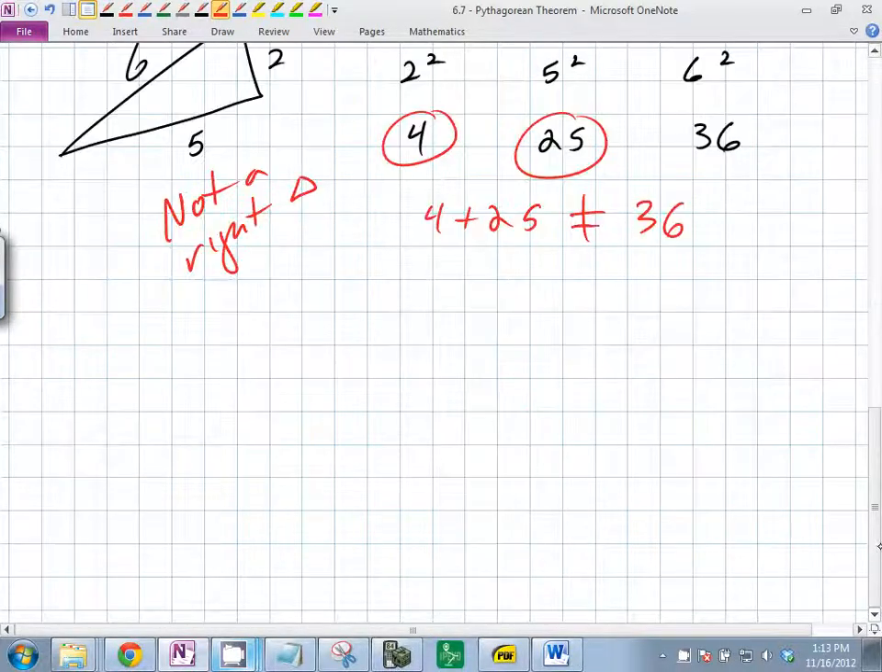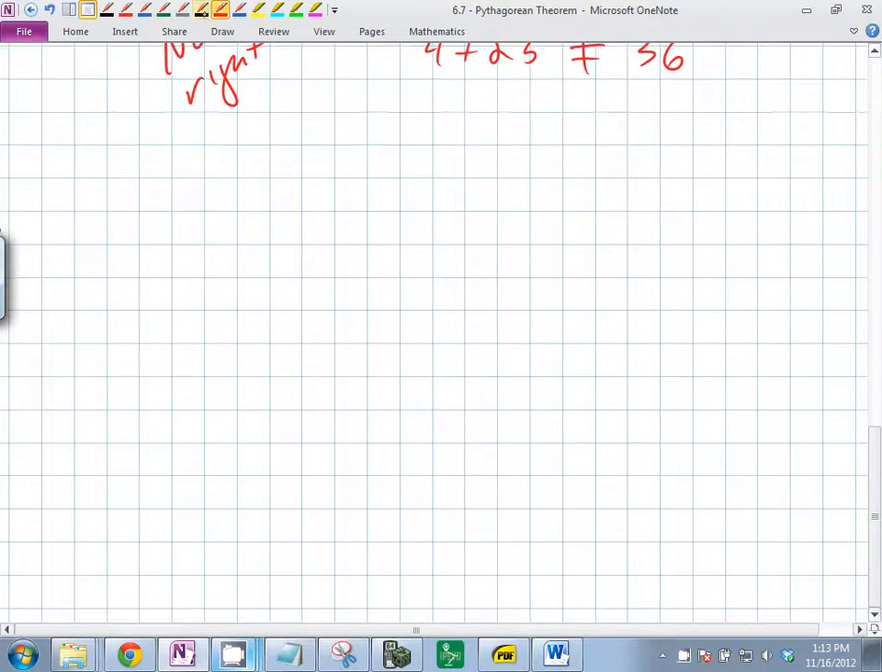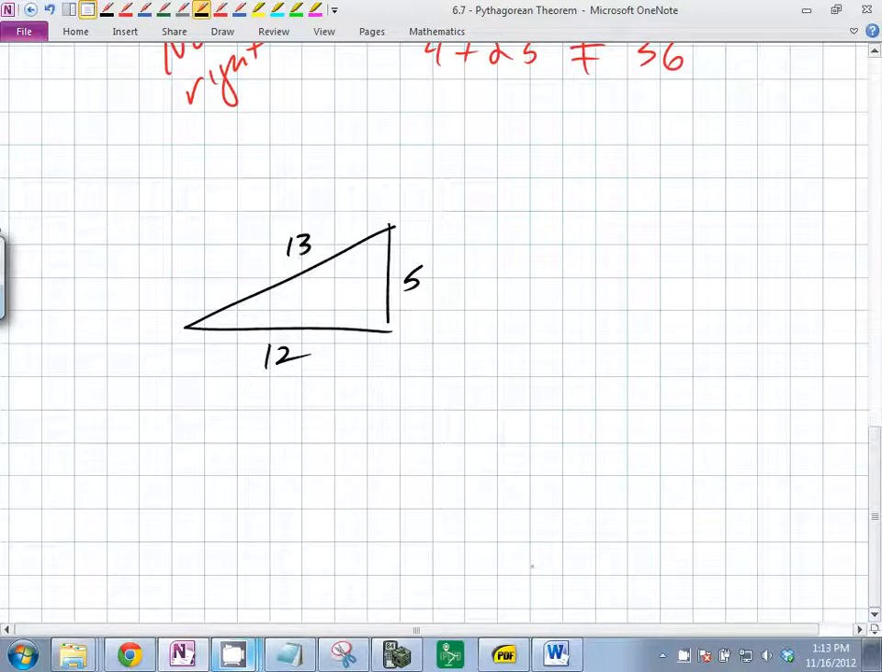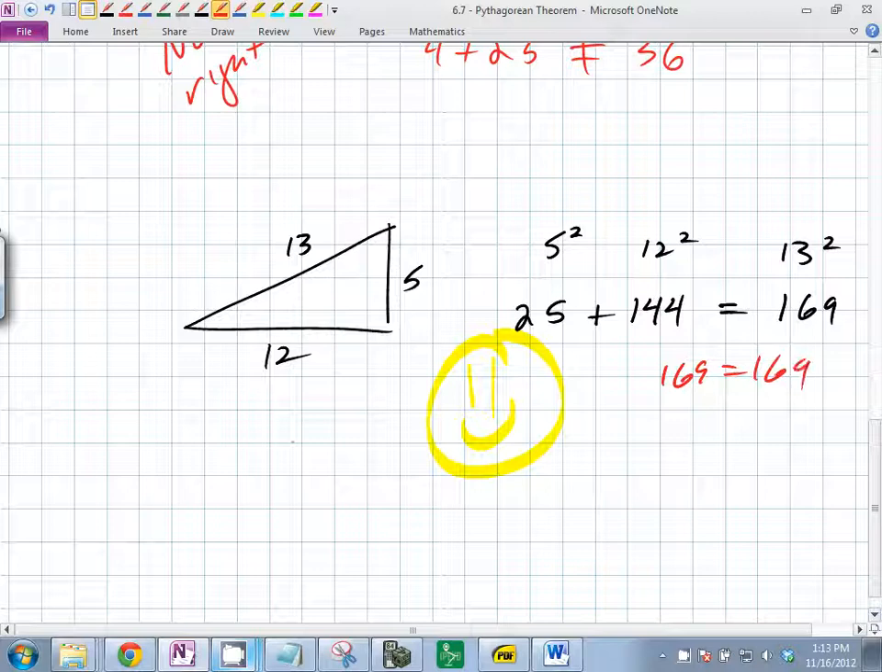3, 4, 5, as we checked right here, is the most common right triangle that you'll see, or the most common one that you'll get written down like that. There are others. So for example, here's another one, 5, 12, and 13. Is this a right triangle? Well, 5 squared, 12 squared, 13 squared: 25, 144, and 13 squared is 169. If you add these together, you are happy because you have an equation which is true, which is 169 equals 169. So this is a right triangle. And you know that the 90-degree angle is going to be across from the hypotenuse, which is the longest side.